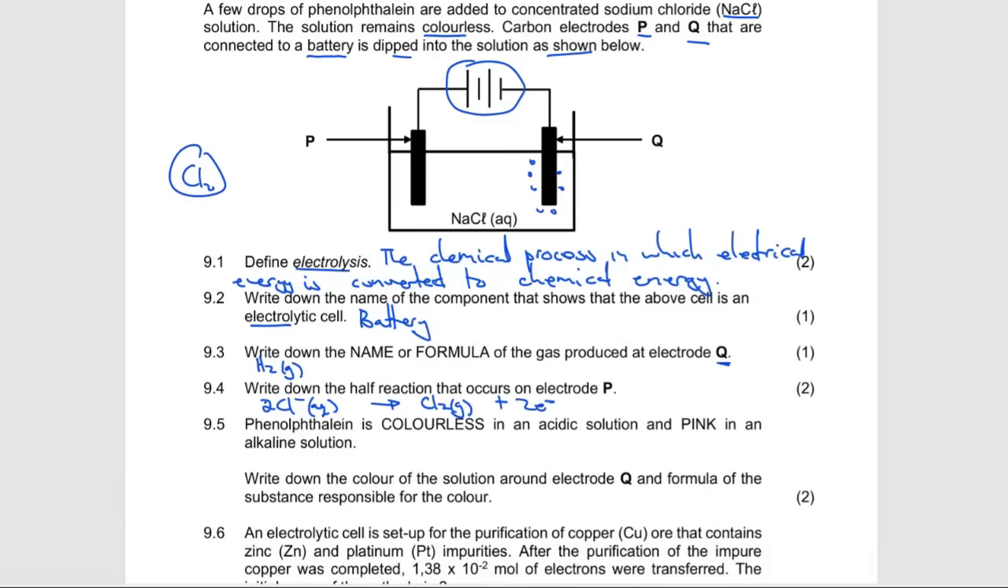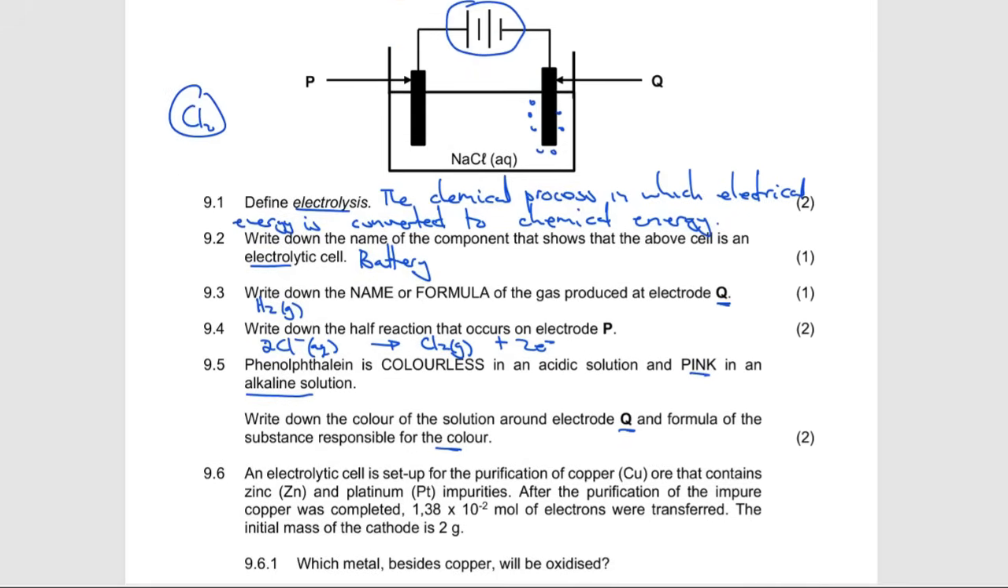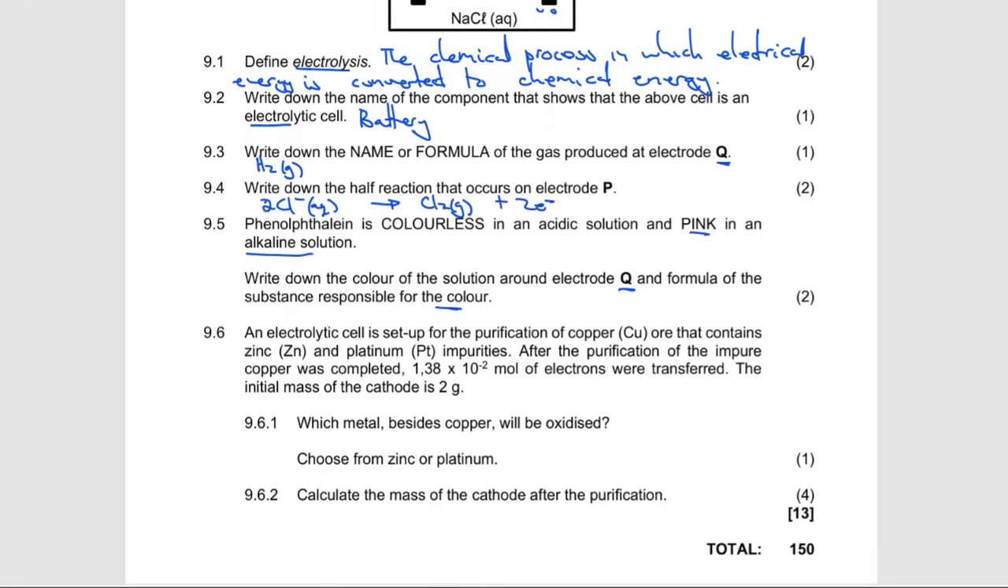So this is what you're going to have there. Then they are saying 9.5 there. Phenolphthalein is colorless in an acidic solution and pink in an alkaline solution, right? Then write down the color of the solution around the electrode Q and the formula of the substance responsible for the color. So now our color there is going to be pink.